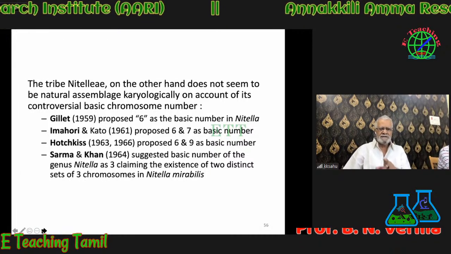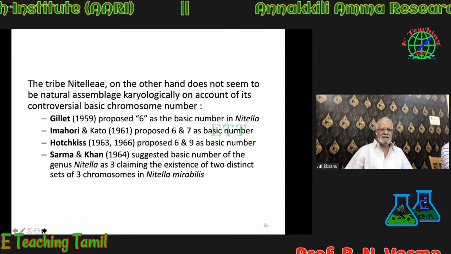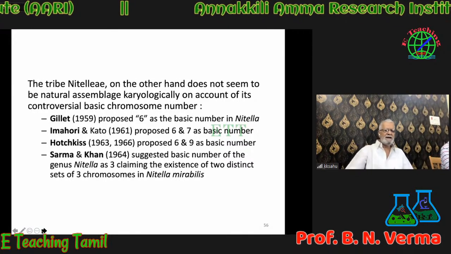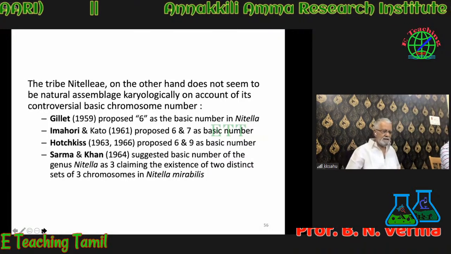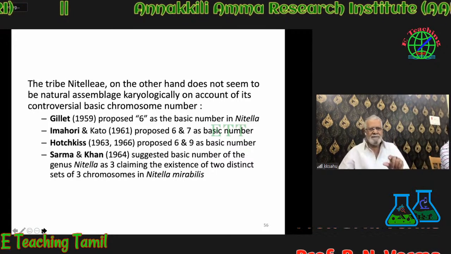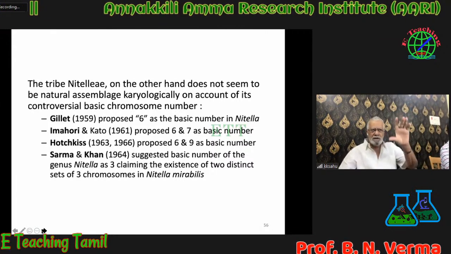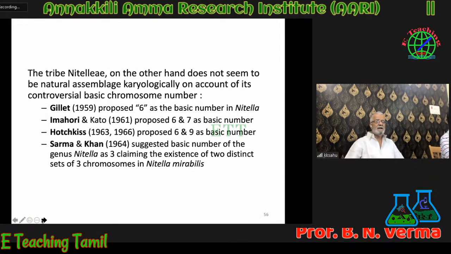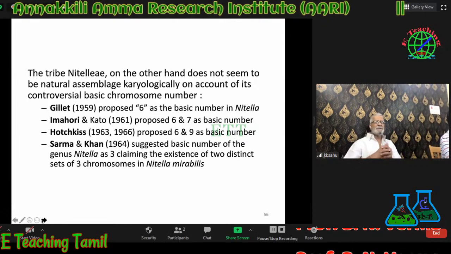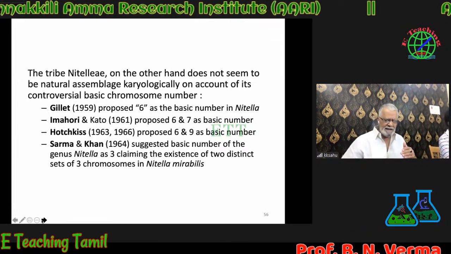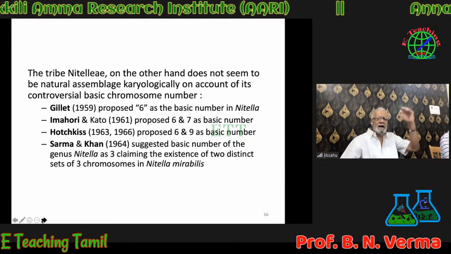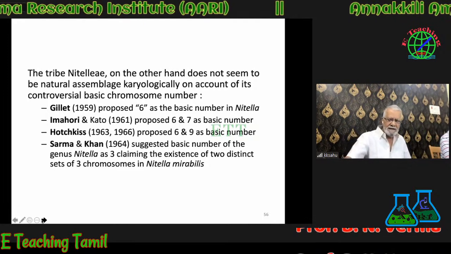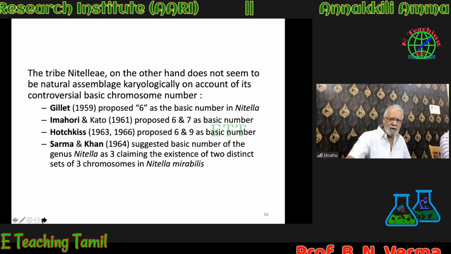Sharma and Khan suggested the basic number of the genus Nitella as 3, claiming the existence of 2 distinct sets of 3 chromosomes in Nitella. If we adhere to Sharma and Khan, then we can establish a true polyploid series in the case of Nitella. And if you assume that 3 is the basic number, then the general assumption that the Chara group is more able to attain a high polyploid level goes wrong, and Nitella will become a higher polyploid, showing a higher degree of polyploidy.